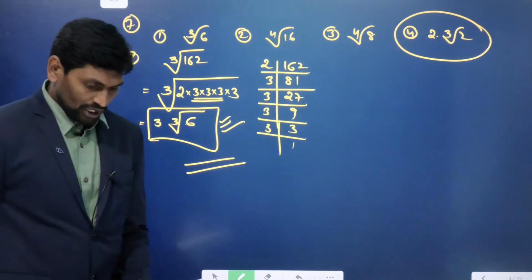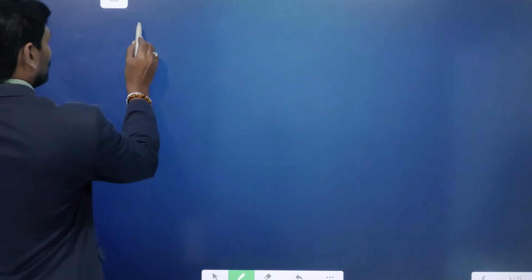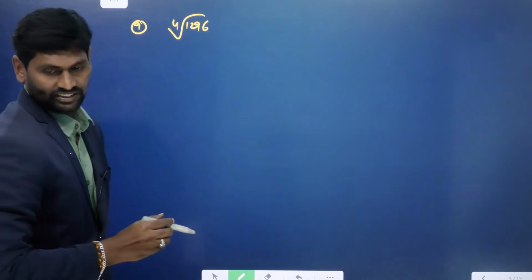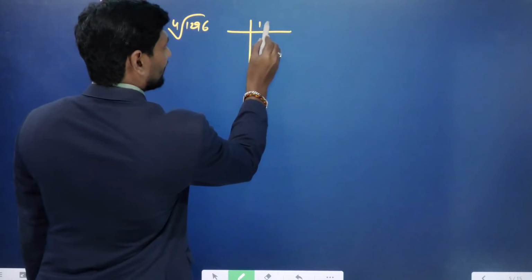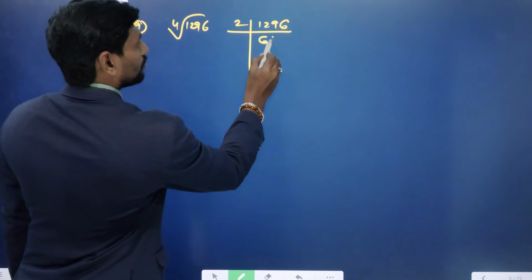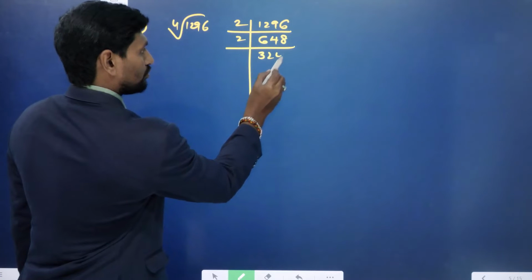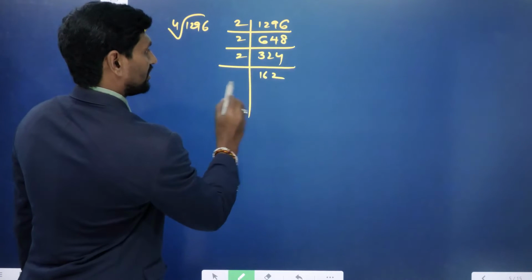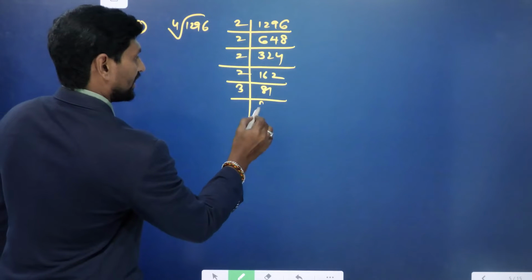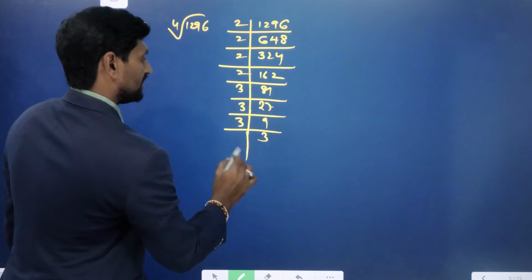Next one. The value of the fourth root of 1296. Again, I am going to find the prime factors of 1296. I am taking the 2 table: 2 6s are 12, 2 4s are 8, 2 8s are 16. Again 2 table, 2 3s, 2 2s, 2 4s. 2 table 16, 162. Again 2 table 81. Here onwards 4 will come. So 3 table 27 times, 3 table 9 times, 3 table 3, 3 table 1 time.